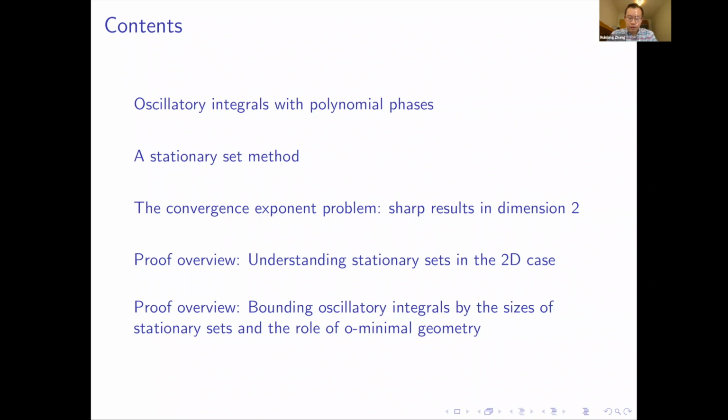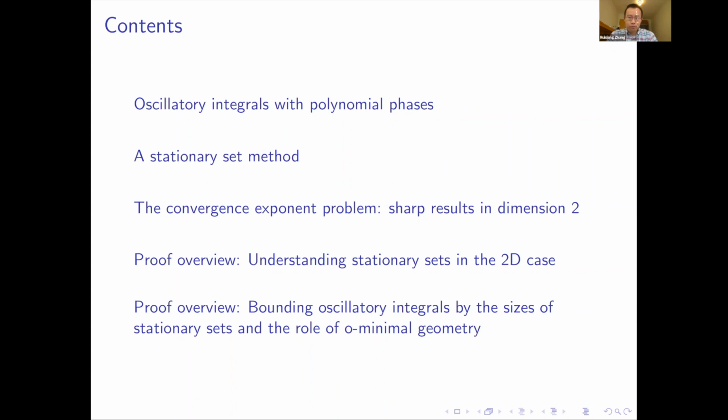And then I don't know how much time will be left, but my next plan will be to say a little bit about the proof of the application first. We call our method the stationary set method, which is basically bounding integrals by the measure of sets. So the proof of the application will mainly contain understanding certain sets that we call stationary sets.